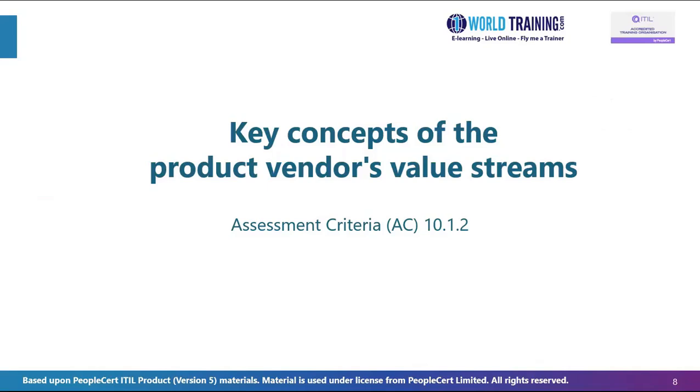Key concepts of the product vendor's value system. This assessment criteria shifts from who does what to how does work actually flow. The key distinction: an operating model is a blueprint, value stream is the actual lived sequence.